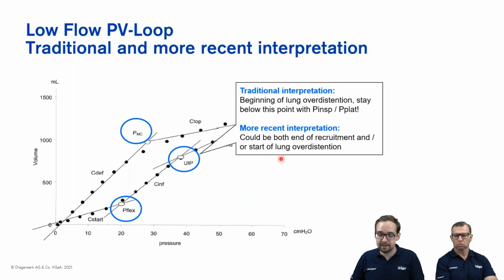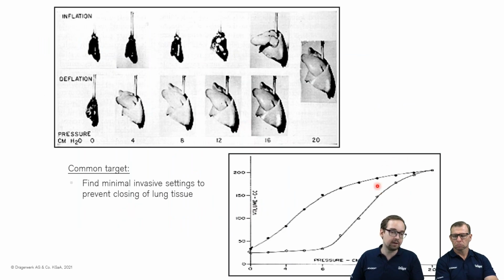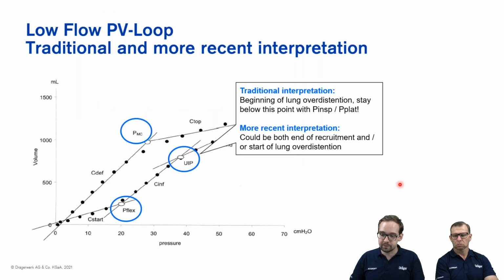Then looking at the upper inflection point, going back to this curve, this is when we see a typical beak. We see that higher airway pressures don't lead to an increase in volume anymore. So this is usually the zone of overdistension. This is the traditional interpretation, and this should be the limit for our inspiratory pressure or plateau pressure, because we want to avoid or minimize overdistension. However, this might also just be the end of recruitment and only the start of overdistension. So, a little bit blurring the lines here.